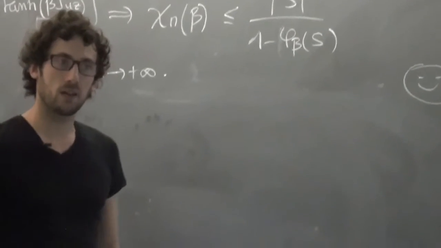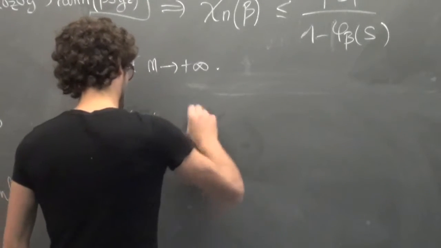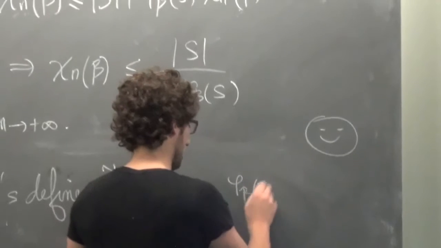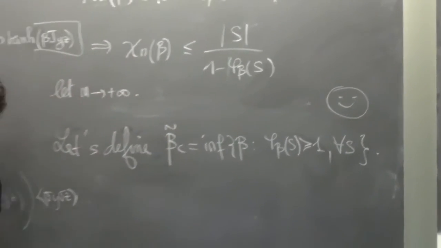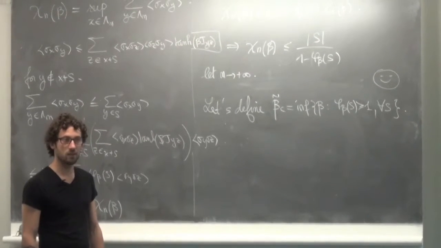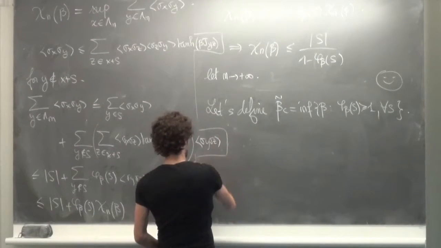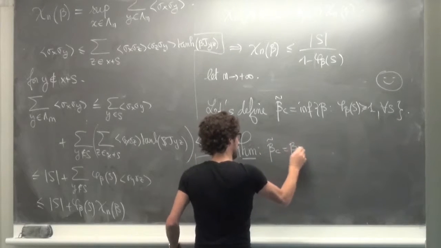Because exactly like for percolation, now it becomes natural to define beta_c tilde, which is the infimum of the beta such that phi beta of s is larger or equal to 1 for every s. Okay? And what is our result? What is going to be our guess is that beta_c tilde is equal to beta_c. So, theorem: beta_c tilde equals beta_c.